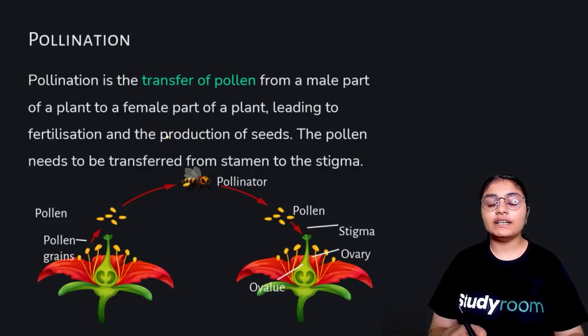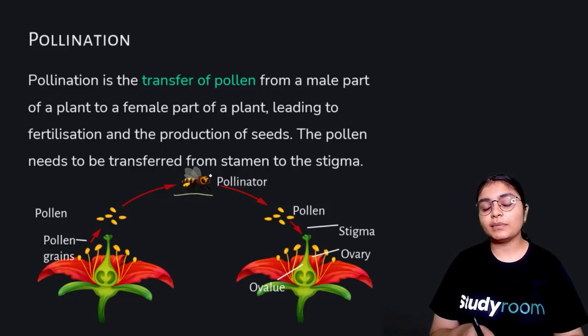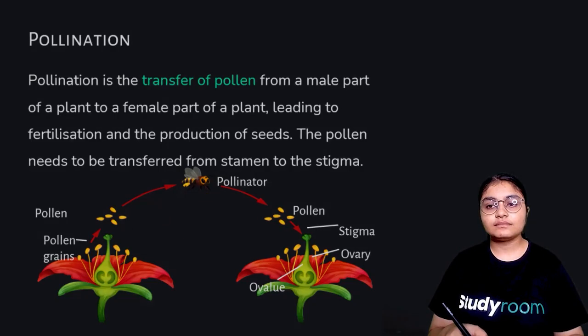The pollen needs to be transferred from the stamen to the stigma. The stamen is the male part of the plant and the stigma is the upper portion of the female part of the plant, that is the pistil, right? You can see here how a vector or a pollinator, which can be an animal, an insect, anything as such, transfers the pollen from the stamen to the stigma, right?